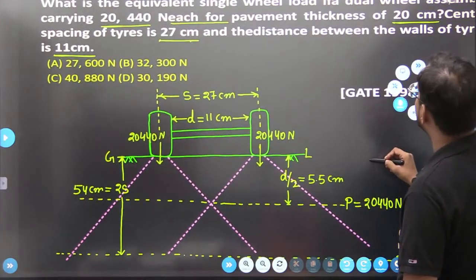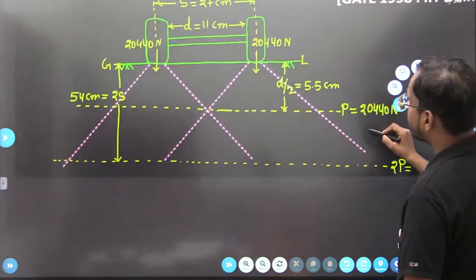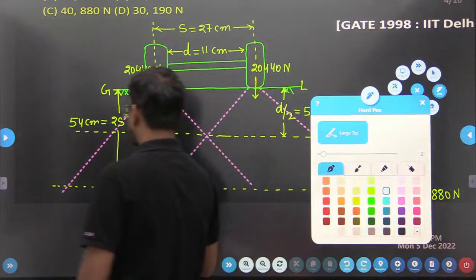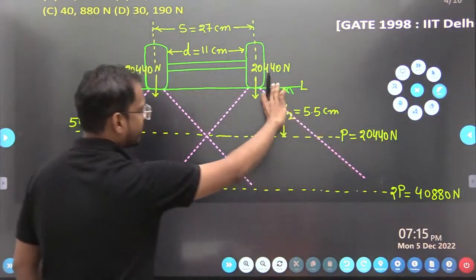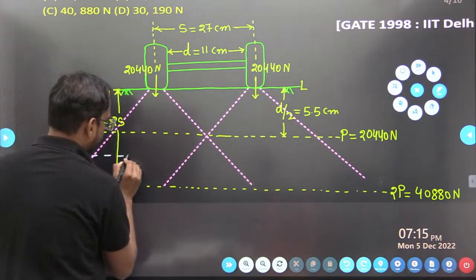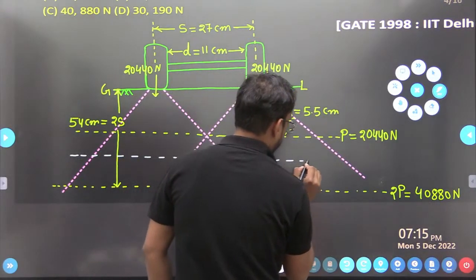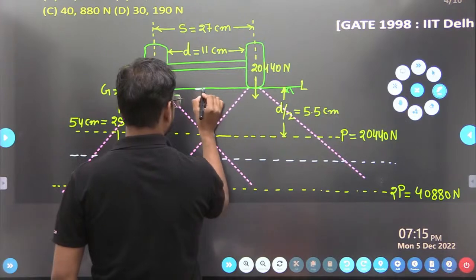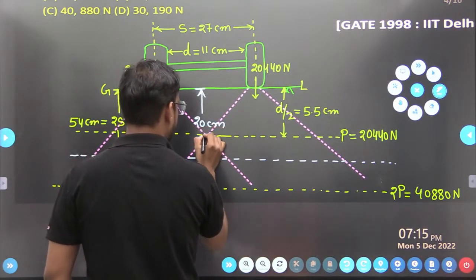The question is, what is the value of equivalent single wheel load at 20 centimeter depth, am I right? So suppose I consider, this is 5.5 centimeter depth, this is 54 centimeter depth, so this is the value of 20 centimeter depth. This is 20 centimeter depth, am I right? Clear to all? This is 20 centimeter depth.